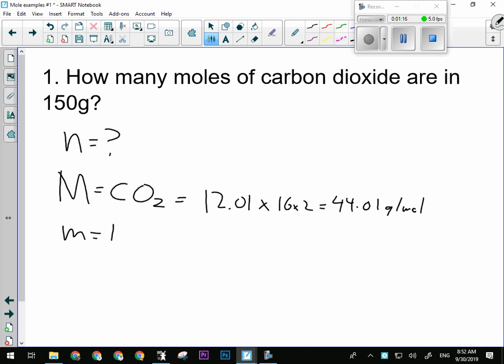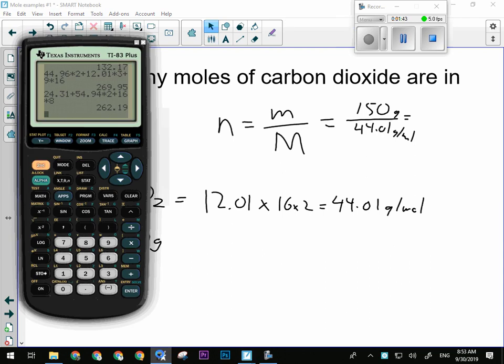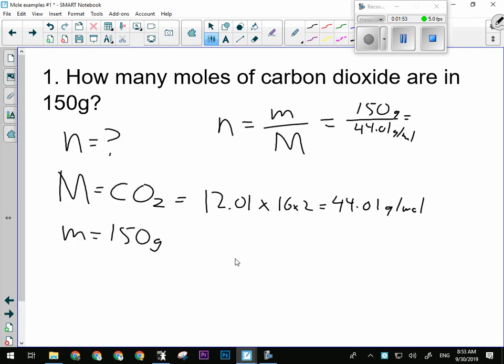Okay, so we also have the mass. They told us we have 150 grams of carbon dioxide gas here. So we have those 2 numbers. We're looking for N. We don't have to manipulate the mole equation in this example because it's already set up to calculate N. So all we have to do is plug in the numbers we have. 150 grams divided by 44.01 grams per mole. So that's grams per mole. So 150 divided by 44.0. So we have 3.41 moles worth of carbon dioxide here.